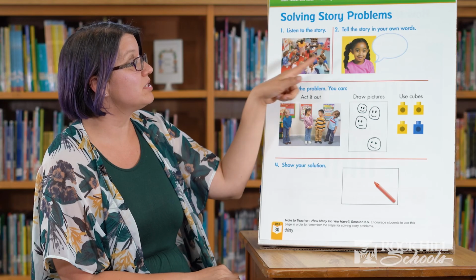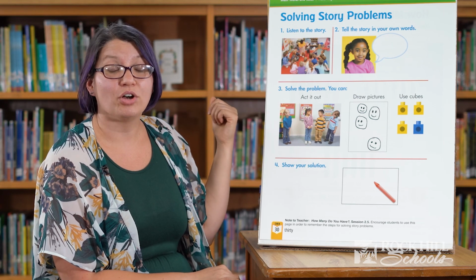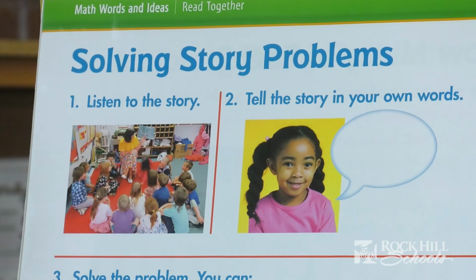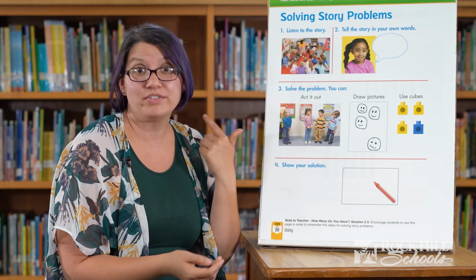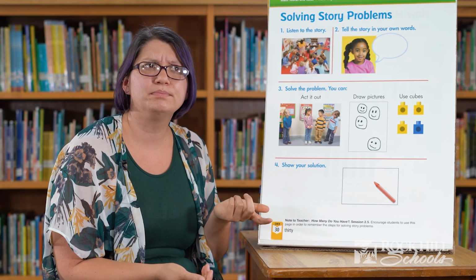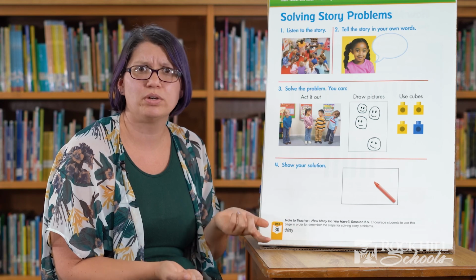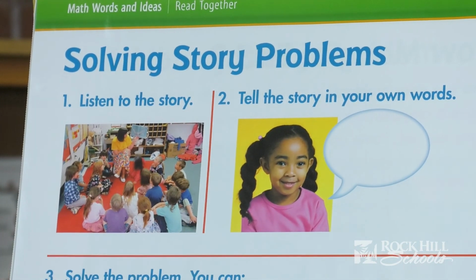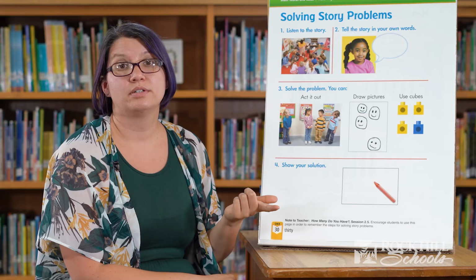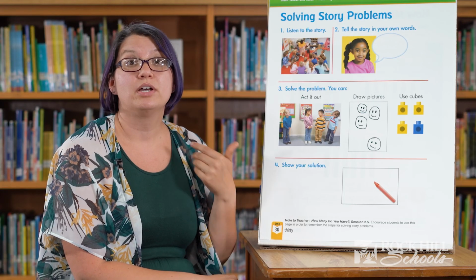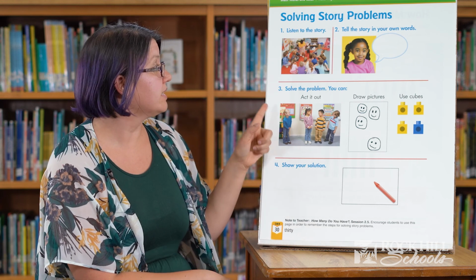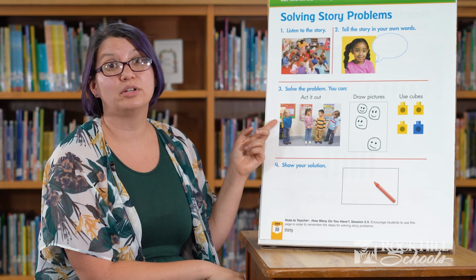So, on this page it says solving story problems. And it has the steps to follow to solve the problem. Let's look at step one. Step one is listen to the story. What's the problem? You have to listen first, right? And figure out, how do I figure out that story problem? That's step one. Step two. Tell the story in your own words. You might have to describe the story out loud so you can understand it. Step three, solve the problem.